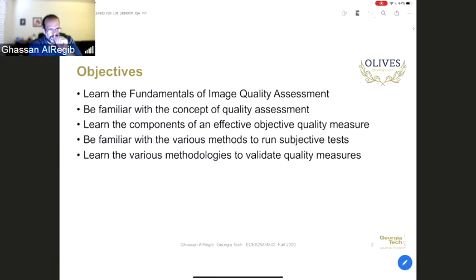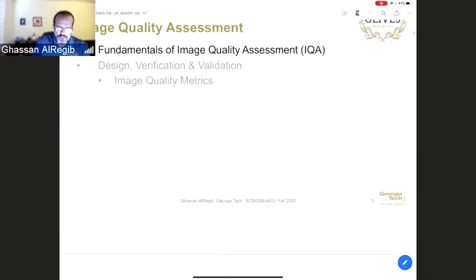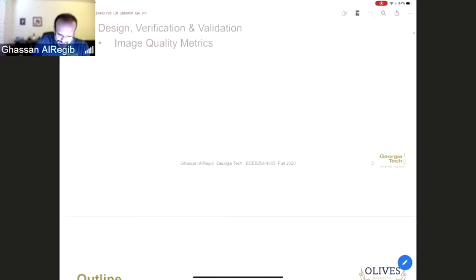And then we will talk about some of the ways that we can validate some of the measures and some of the tricks that are out there whenever we talk about validation of image quality assessment. So today mainly we'll talk about IQA, in short, the fundamentals of image quality assessment. And then next lecture we'll talk about design, verification, and validation of image quality assessment.